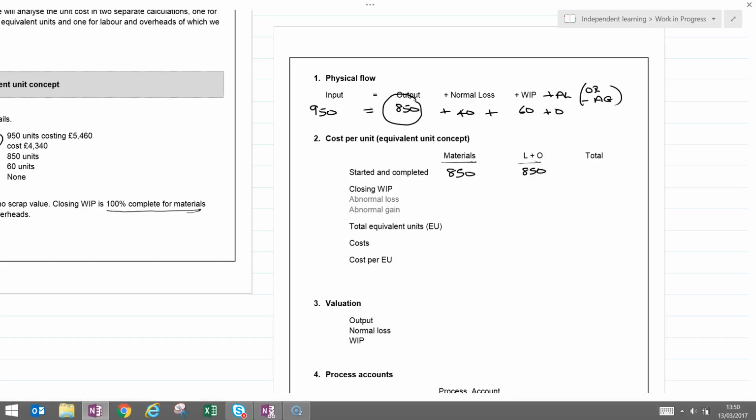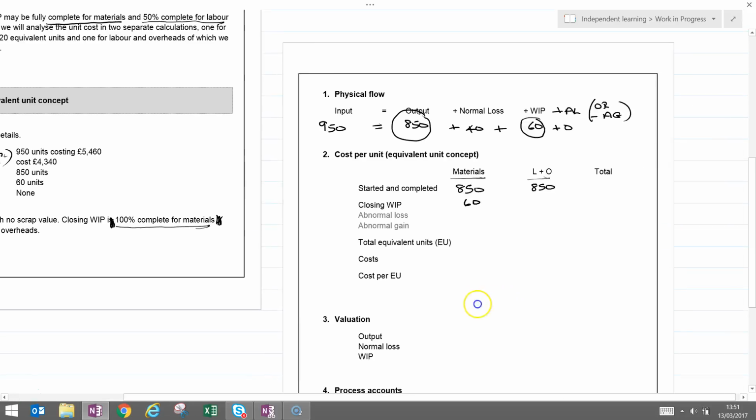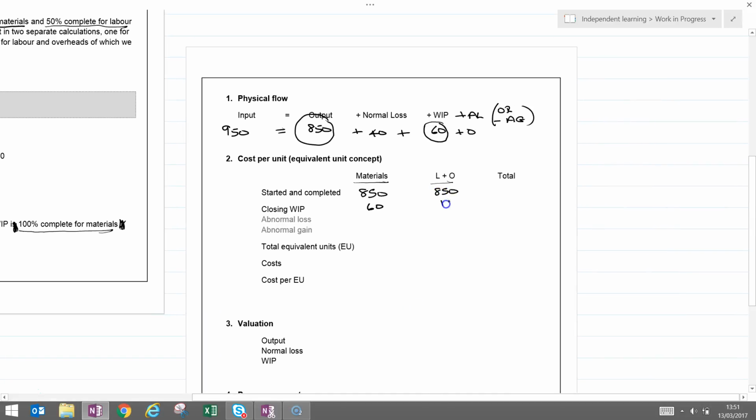Then we look at the work in progress. We know from our physical flow we have 60 units of work in progress. This work in progress is 100% complete for materials. So 100% of 60 is 60. The work in progress was 30% complete for labour and overheads. So 30% of 60 is 18.